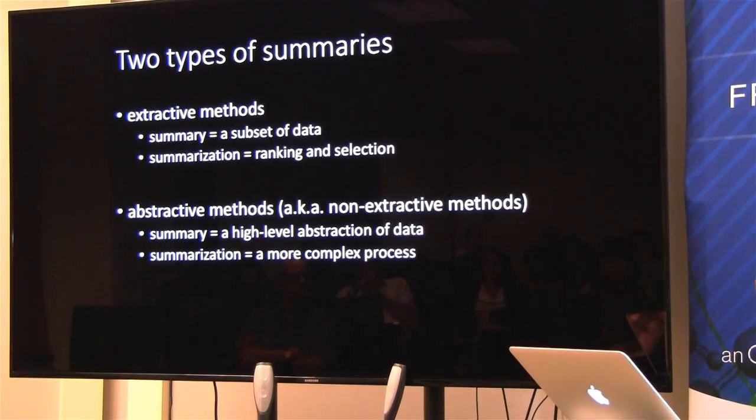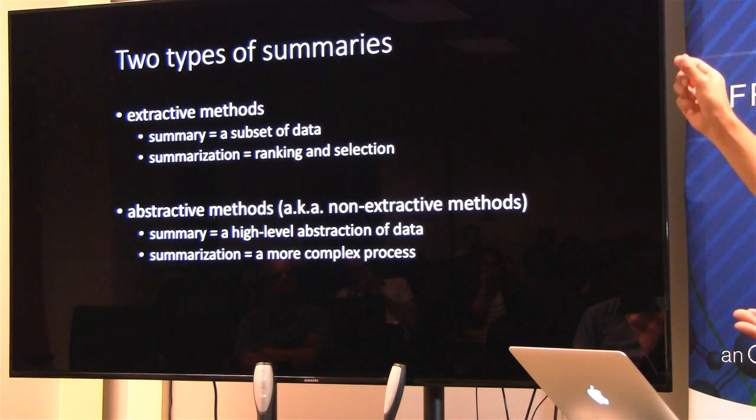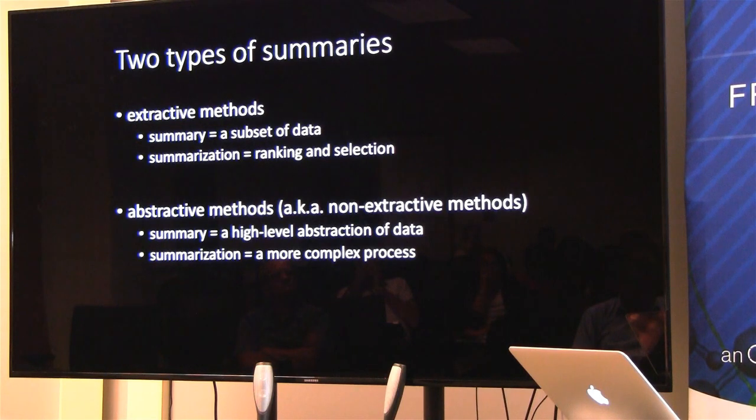So before getting into details, I'd like to discuss two types of summaries. First is called extractive methods. That means if we look at the data as a set, extractive methods try to extract a subset of data as a summary. So for instance, if we have a large graph, we can extract a subgraph from that graph as a summary. That's the extractive method. So the key technique in this line of work is ranking, right? Ranking is a key technique for extractive methods.